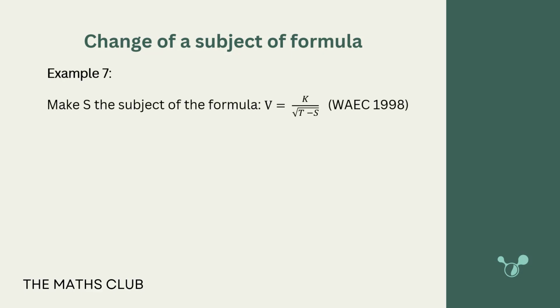Example 7 says that we should make k the subject of the formula for v is equal to k all over square root of t minus s. This is taken from WAEC 1998. I want you to pause the video and try it out yourself. Welcome back. Let's solve it together.